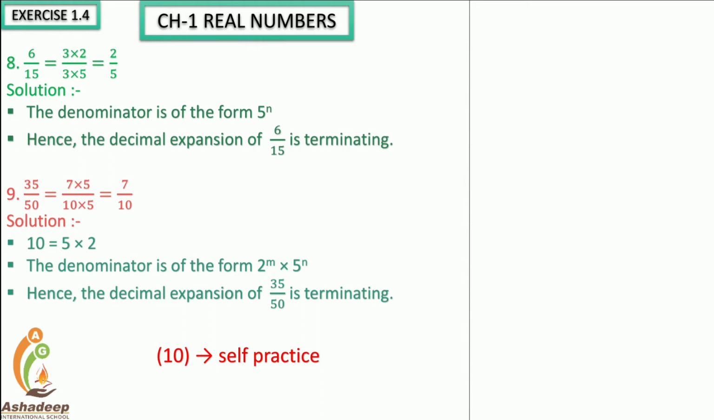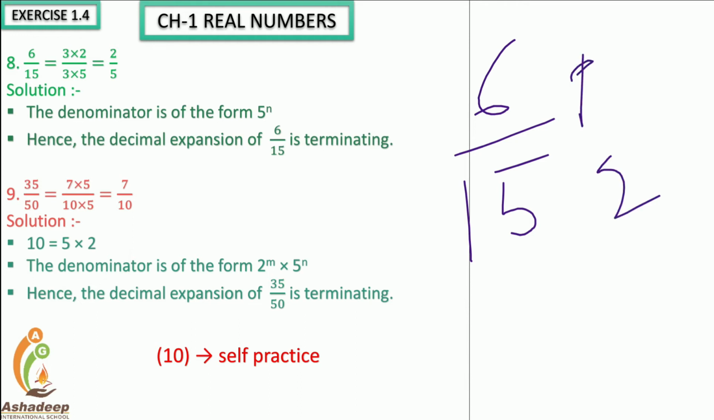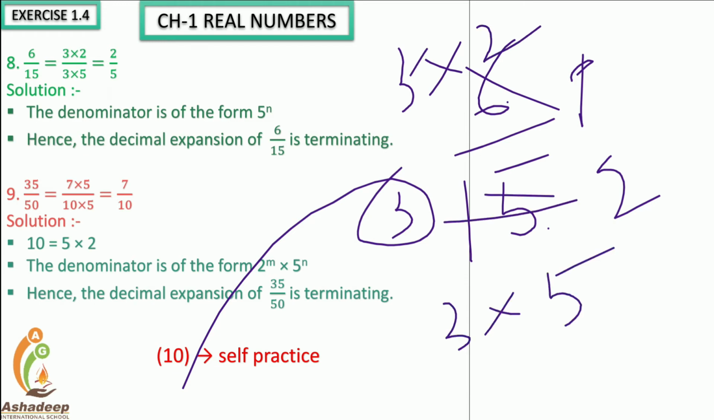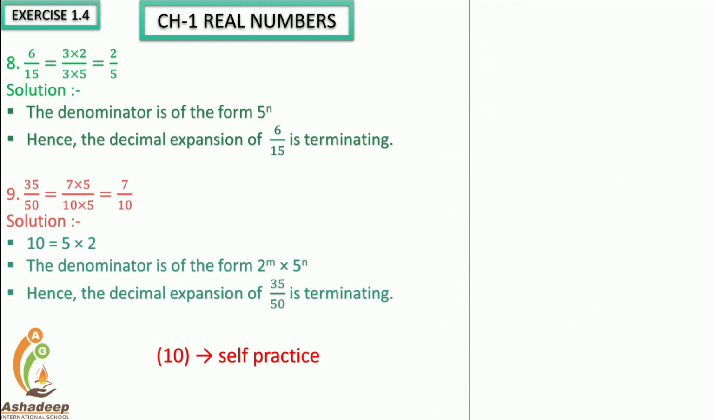Now 6 upon 15. The condition is that P and Q are co-prime numbers. But here P and Q are not co-prime because they have 3 as a common factor. So first of all, 3 multiplied by 2, 3 multiplied by 5. So 3 and 3 cancel, and the answer is 2 by 5.